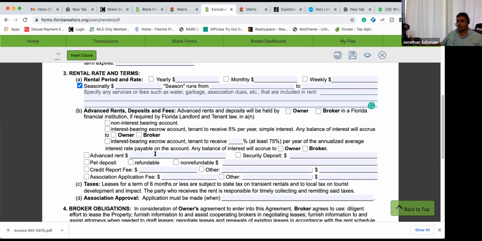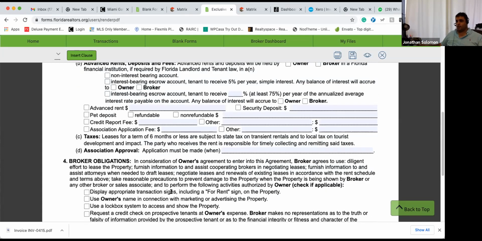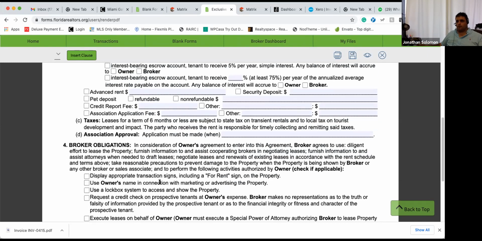Advance rent, how much advance rent are we going to keep from the potential tenant in order for the landlord to accept this tenant? Security deposit, pet deposit, is it refundable or non-refundable? Credit report fee, are we going to charge the tenant some fee for producing a credit report? And any other thing, association application, if there's any association, association approval, and so on.